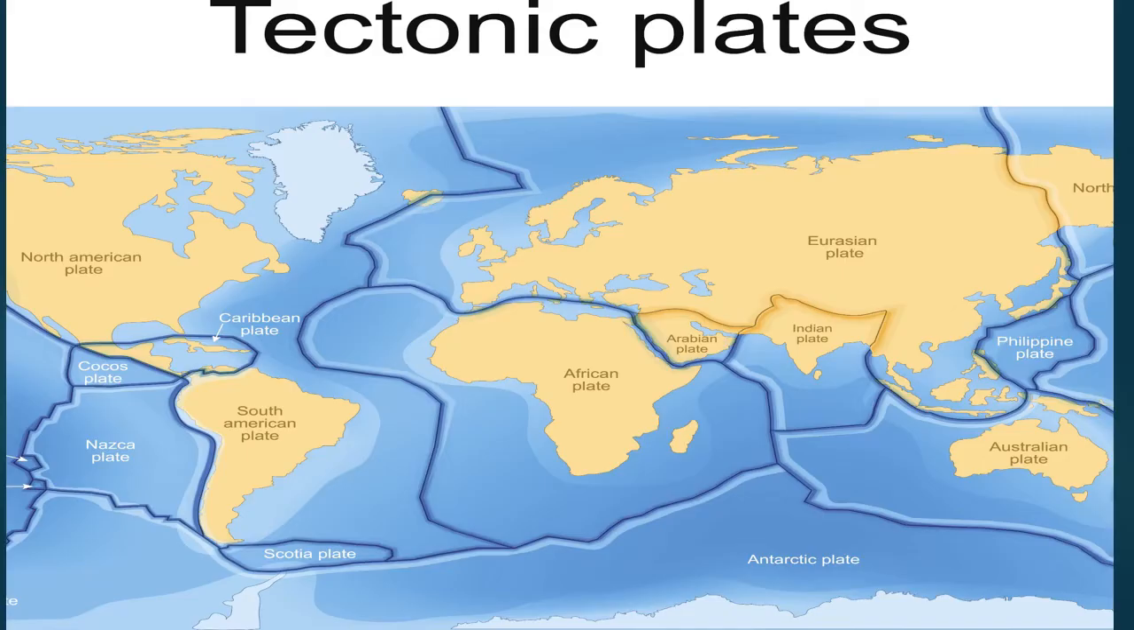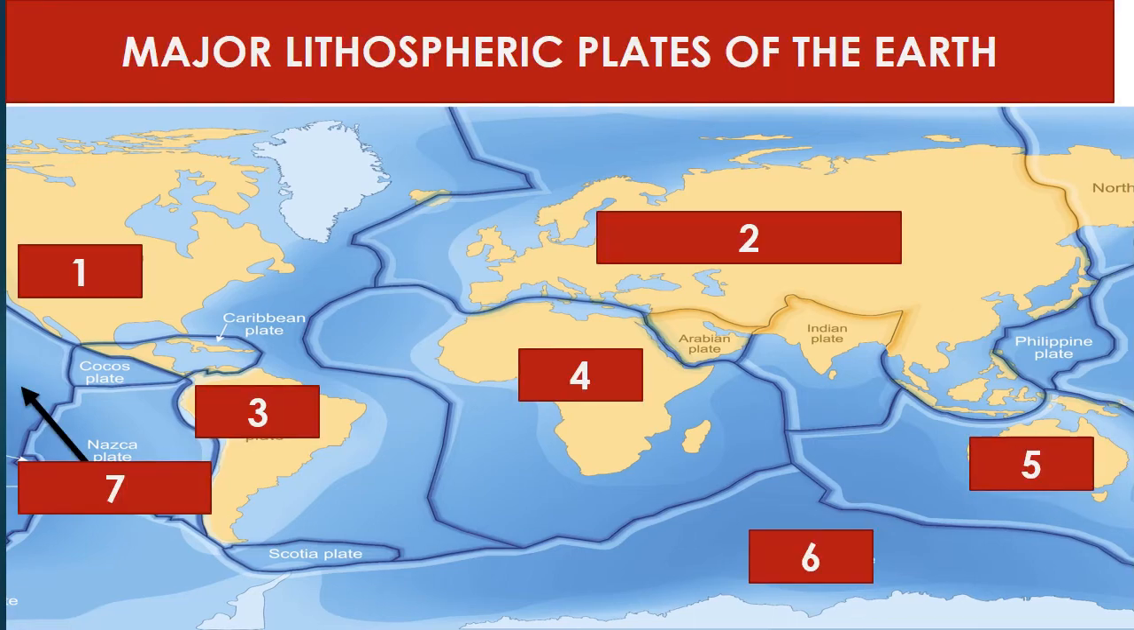Lithospheric plates are named according to the dominating landmass or the body of water found on top of them. Also, lithospheric plates vary in size. Those large ones are considered the major lithospheric plates of the Earth, and they are actually 7. Can you name them? So let us try to name the 7 major lithospheric plates of the Earth.